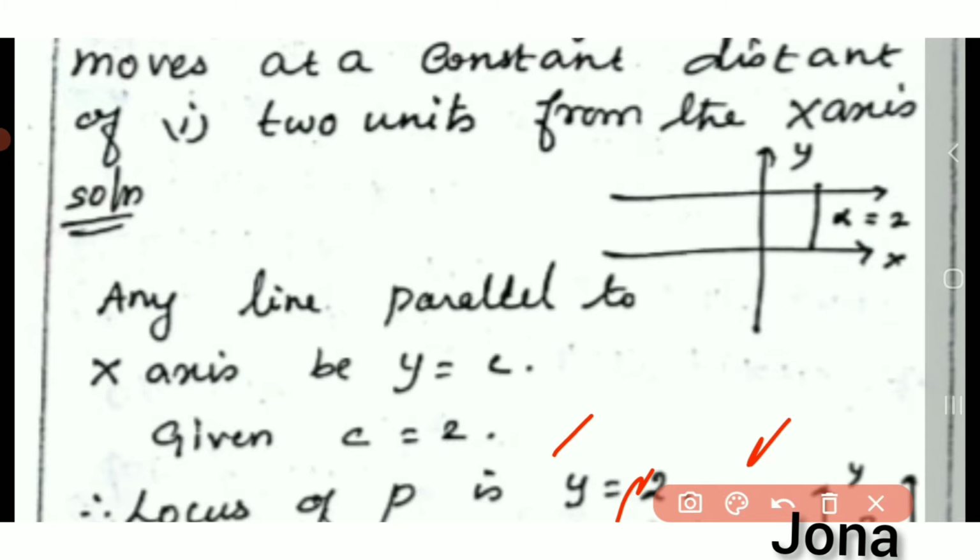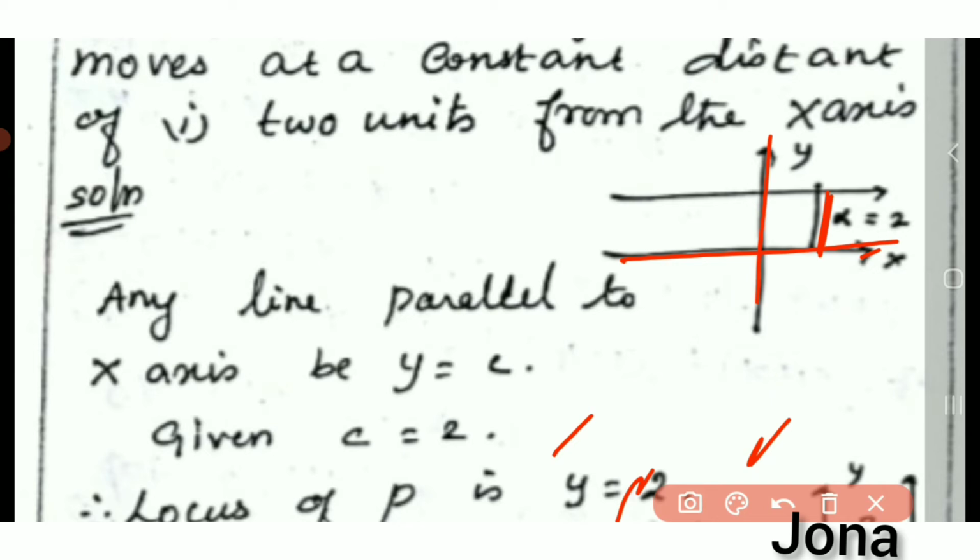Find the locus of a point P that moves at a constant distance of 2 units from x-axis. So, it moves 2 units from x-axis, isn't it? Here it is x-axis and here it is y-axis. Here from x-axis 2 units away. So, this is the distance alpha equal to 2.